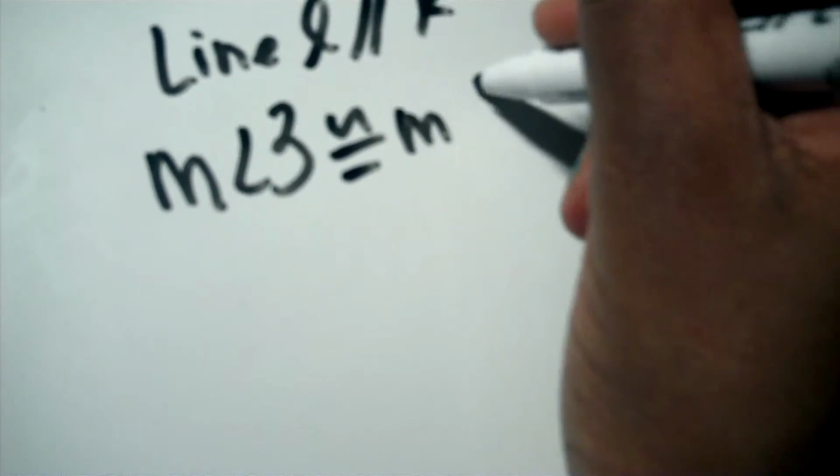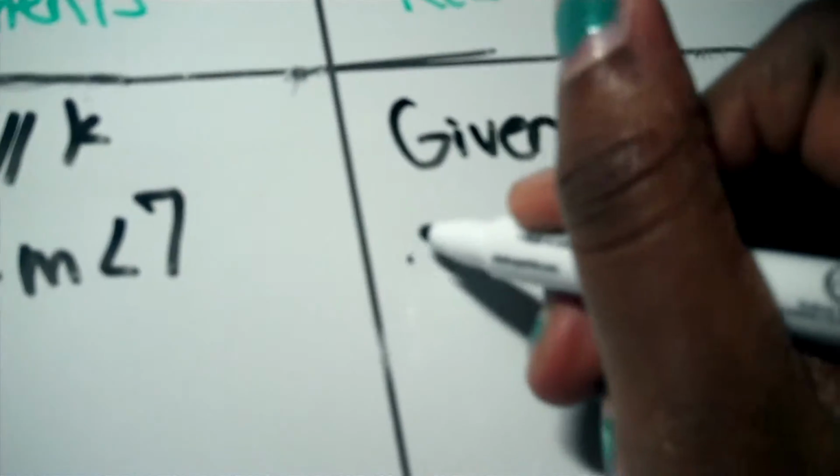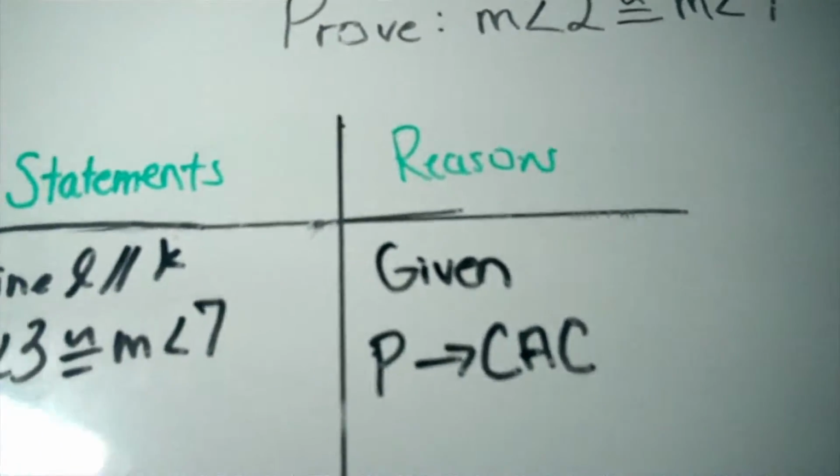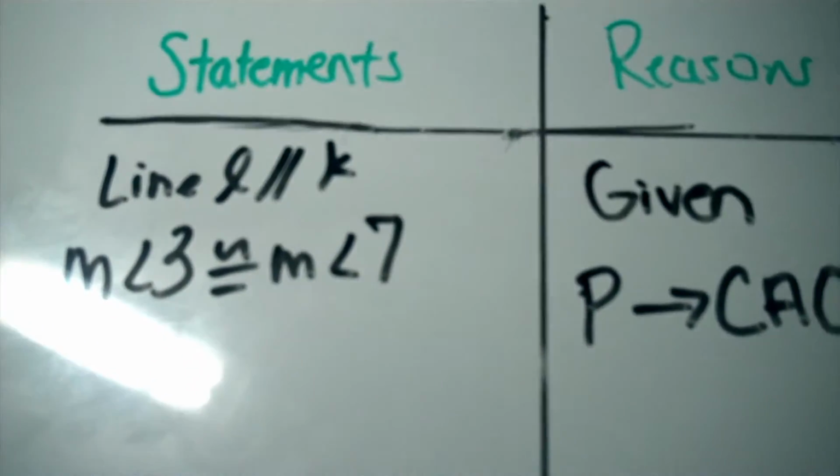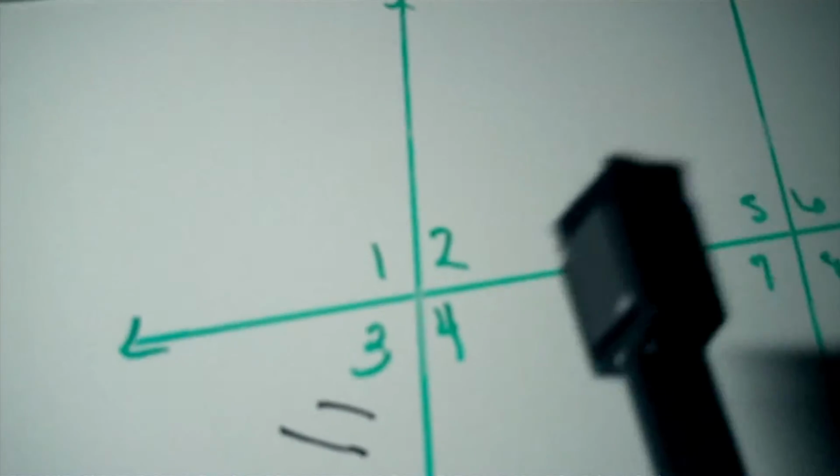So after seeing that, I could say that the measure of angle 3 is congruent to the measure of angle 7. And my reason is because if lines are parallel, corresponding angles are congruent. Corresponding angles are congruent.